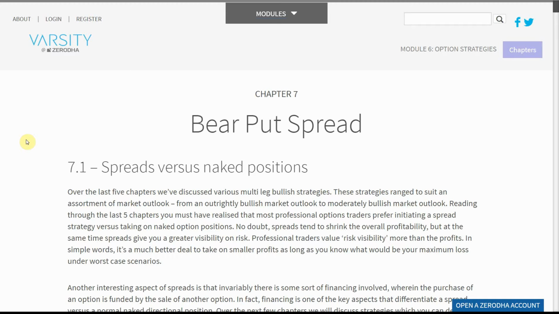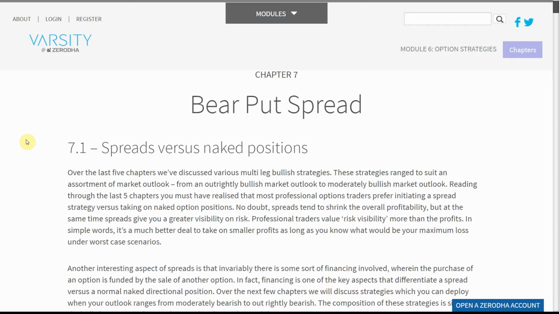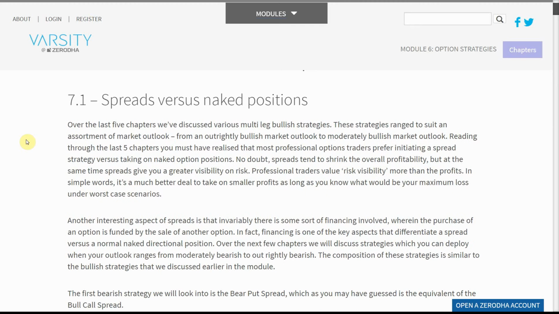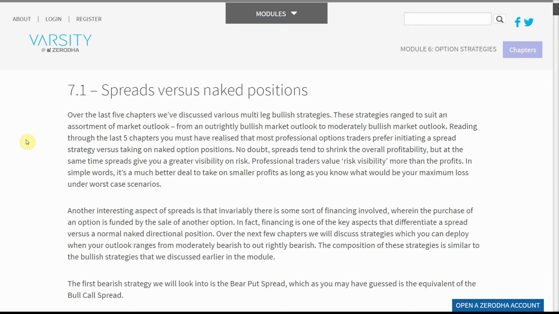Bear Put Spread. 7.1 Spreads versus Naked Positions. Over the last 5 chapters we've discussed various multi-leg bullish strategies. These strategies range to suit an assortment of market outlooks, from an outrightly bullish market outlook to a moderately bullish market outlook.